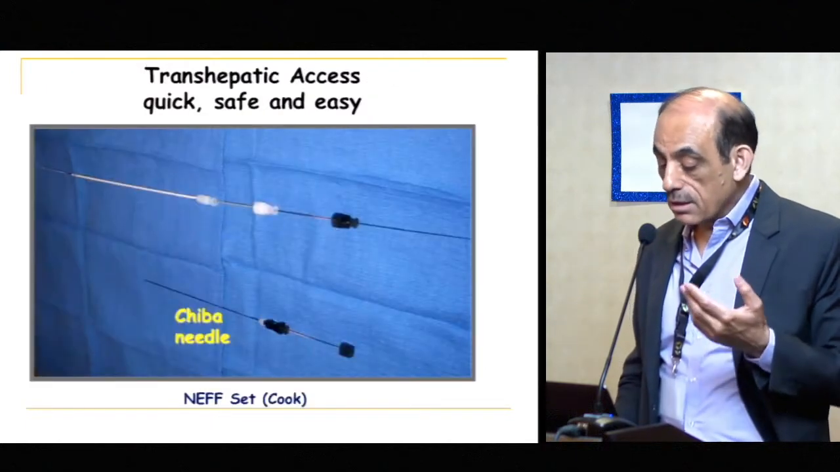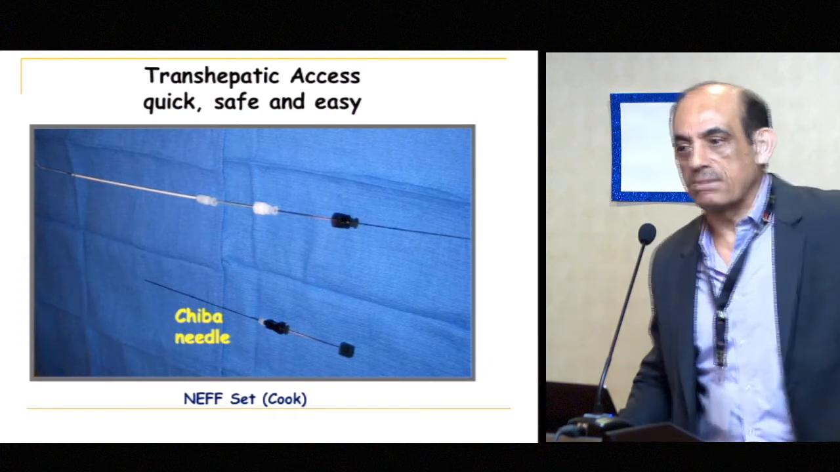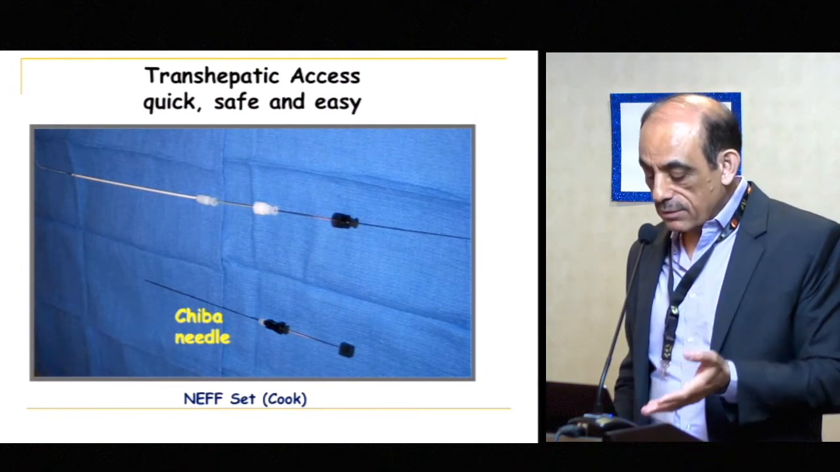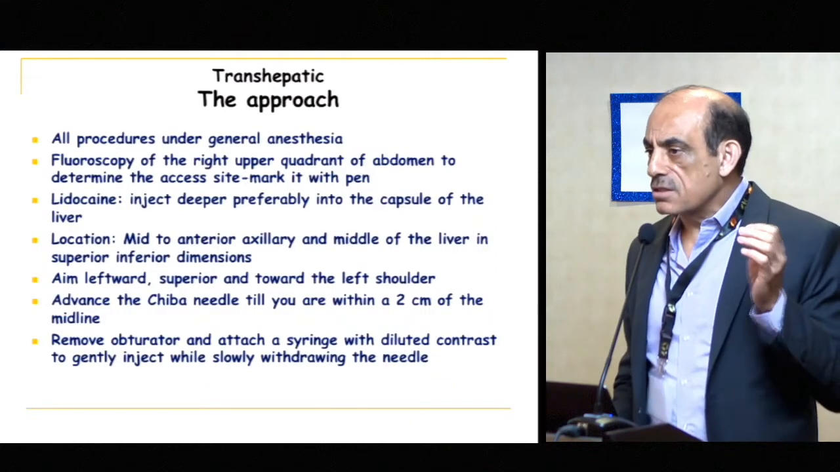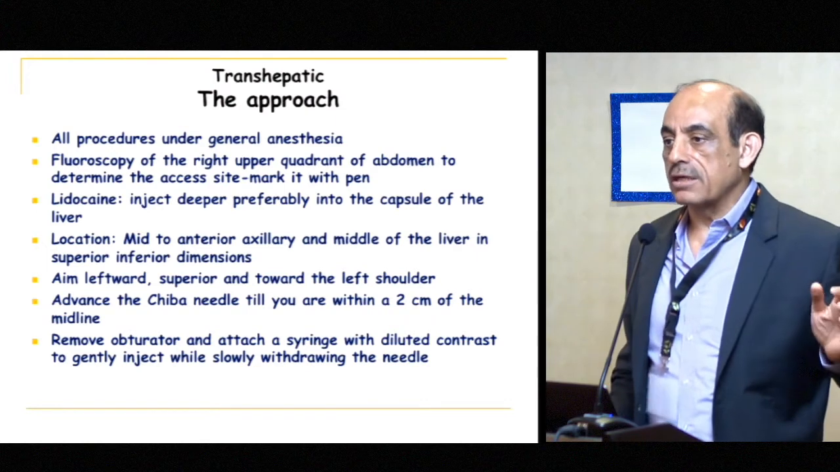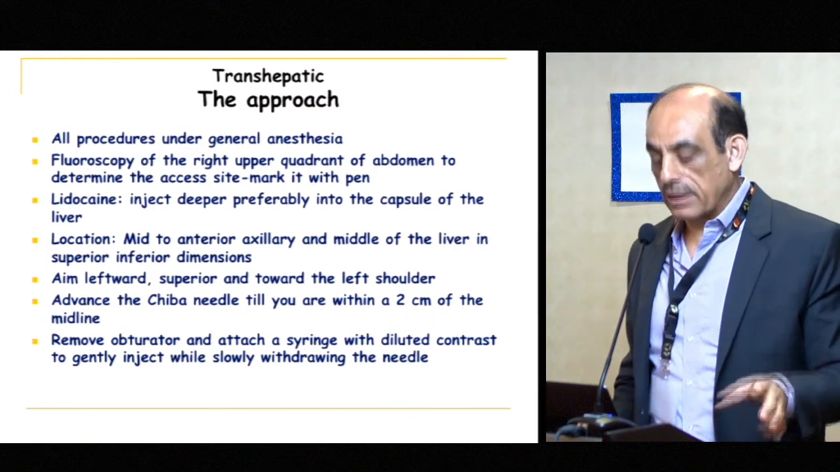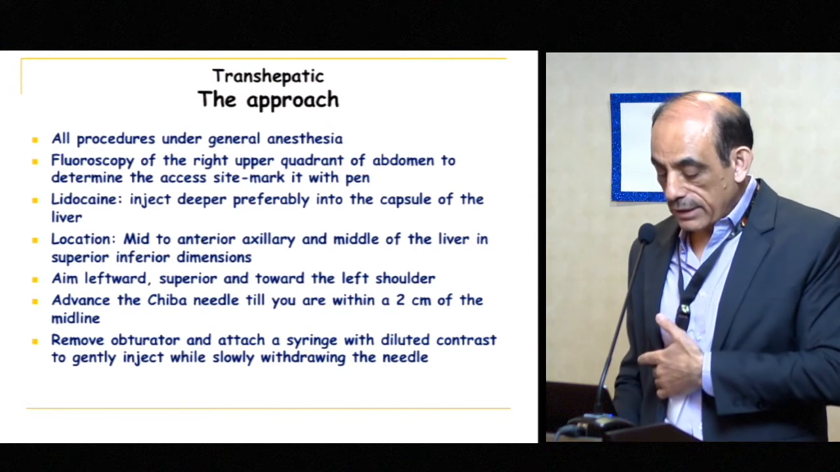To me, the transhepatic access is fantastic. Fantastic. I've done maybe 20 plus cases of ASDs along with this. Okay, you can use a NEF set made by Cook. You can use Boston Scientific mini stick set. It's such a simple procedure you would not believe. You have to outline where you are going to go. You have to give a good amount of lidocaine all the way to the liver capsule.